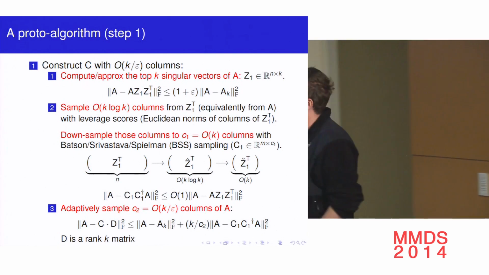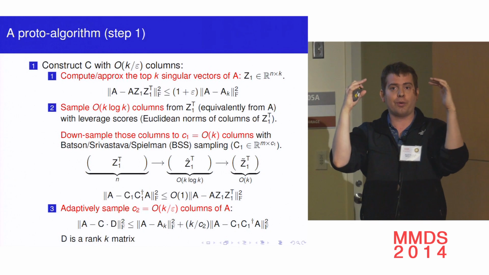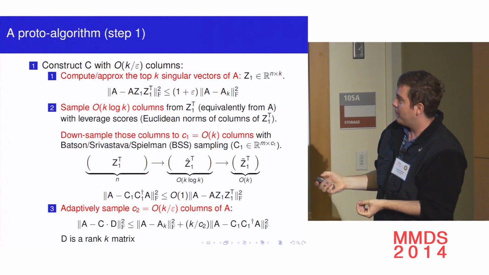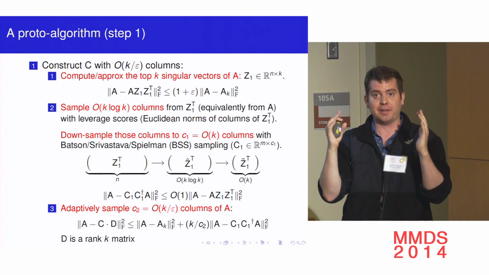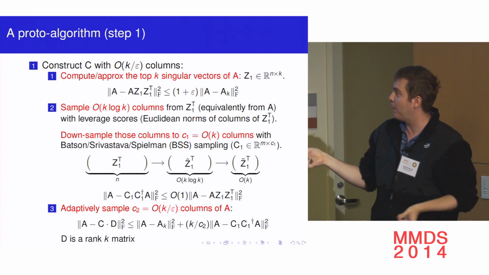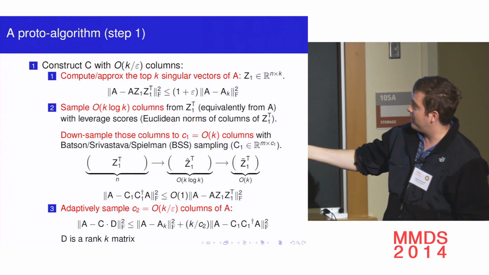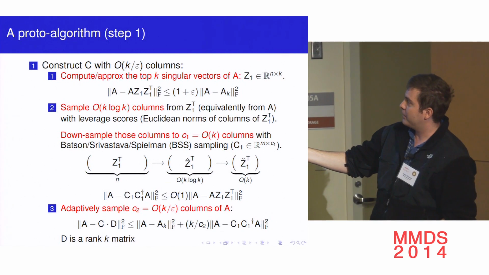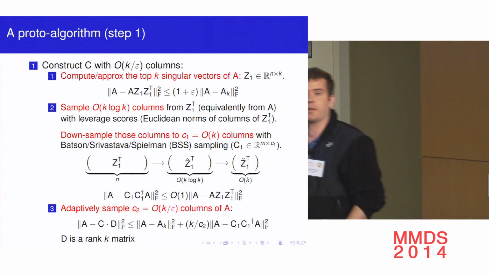And moreover, a key property which we use in our work is the following: not only does this set of order k over epsilon columns of A give you a 1 plus epsilon approximation, but there's actually a rank k space sitting inside of this k over epsilon dimensional space, these k over epsilon columns, which gives me a 1 plus epsilon approximation. So what that means symbolically is there's a matrix D which is rank k for which the norm of A minus C times D, so this is in the column space of C, is at most 1 plus epsilon times the opt. And we critically use that property.